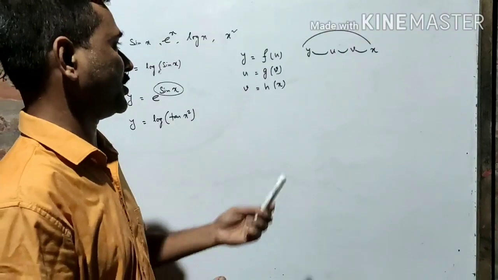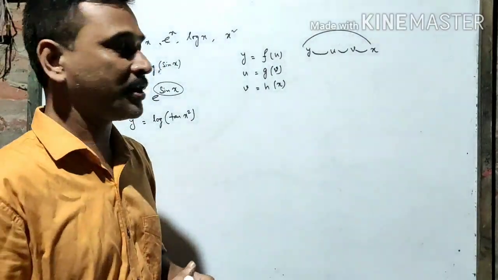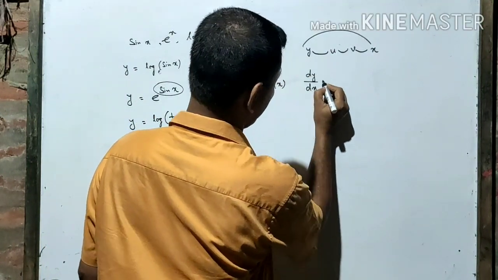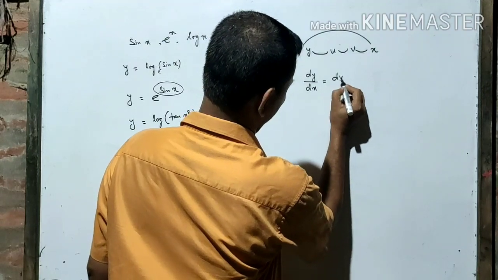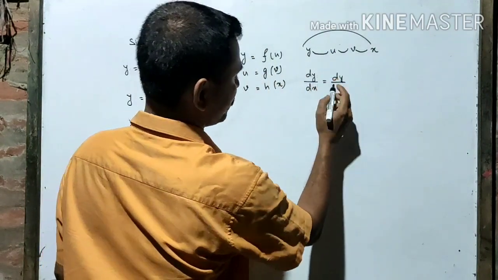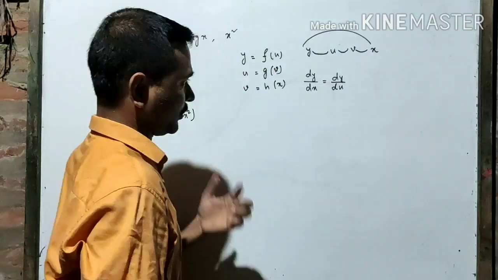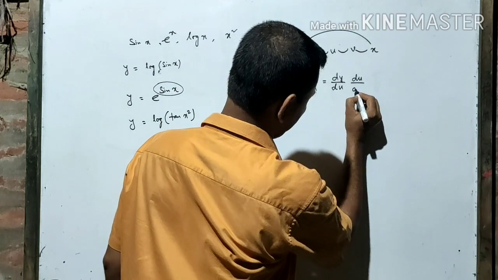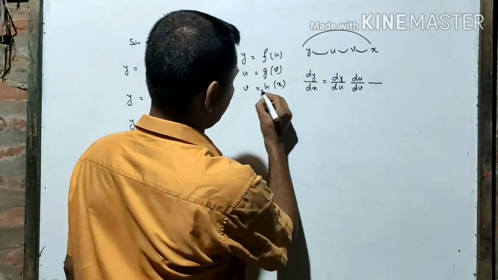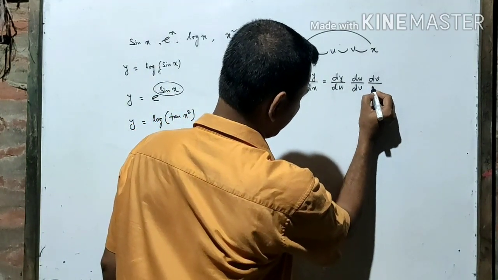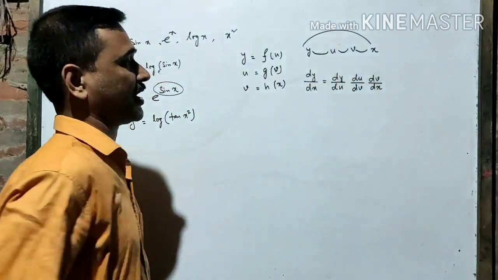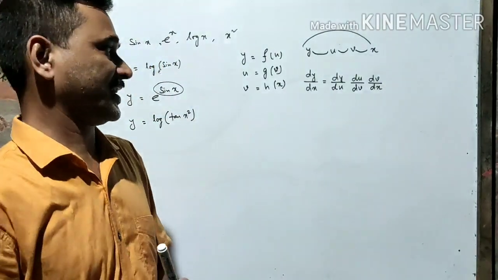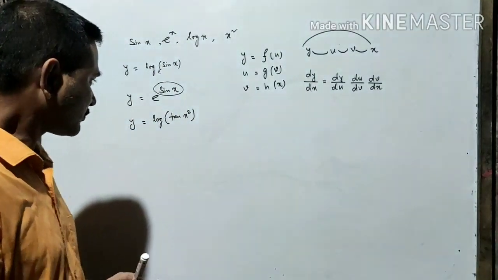So how to differentiate y with respect to x? y is a function of u, so first we will differentiate y with respect to u. Then u is a function of v, so we will differentiate u with respect to v. Then v is a function of x, so we will differentiate v with respect to x. And all these derivatives will be multiplied, and that will give us dy/dx. This is chain rule.